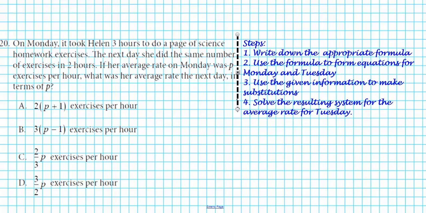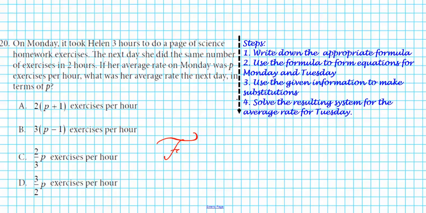These are the steps we're going to use to solve this problem. Number one, we are going to write down the appropriate formula that relates time, rate, and amount of work that's been done. Secondly, we are going to apply that formula to both days, Monday and Tuesday. Next, step number 3, we're going to use the given information in this paragraph to make substitutions into our two generated equations. So we will end up with a system of equations. And then step 4, we're going to use the resulting system to solve for the average rate of the second day, next day, Tuesday, in terms of P. Okay? All right, so let's get started. Step number 1, what is the formula?